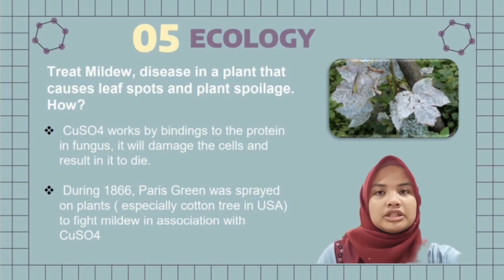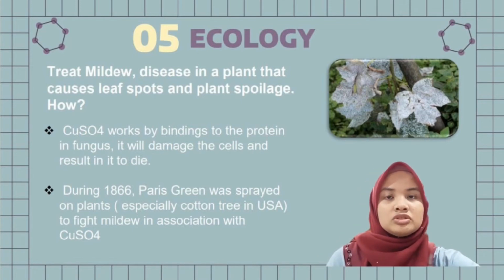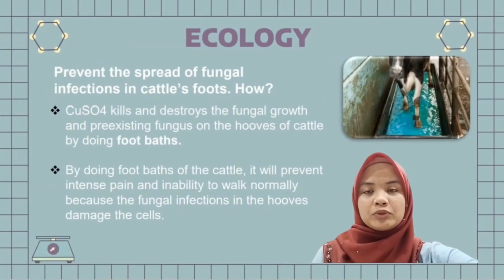There's also historical evidence of the usage of copper sulfate in treating mildew. During 1866, Paris green was sprayed on plants, especially cotton trees in the USA. Its point is that copper sulfate will help to prevent the spread of fungal infections in cattle foot.